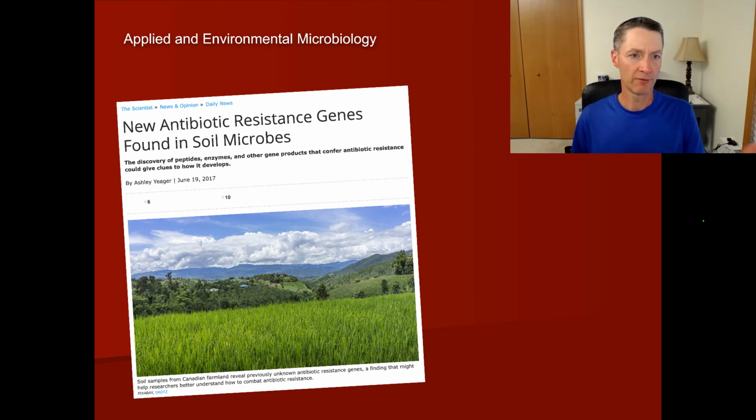So here we have an example, right? This is a couple years ago, but this happens all the time. People are looking for new antibiotics in these soils, and it just so happens that resistance genes also arise because new antibiotics are found in these regions, right? So it kind of one leads to the other when it comes to these resistance genes.